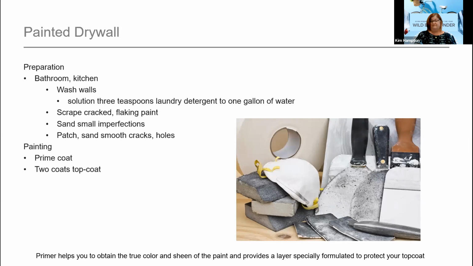Preparing drywall requires cleaning the walls. A solution of 3 teaspoons of laundry detergent to 1 gallon of water can be used. Make sure all loose paint is scraped and small imperfections are sanded. Patch all holes and smooth cracks. Use 1 coat of primer and 2 coats of top coat when painting.